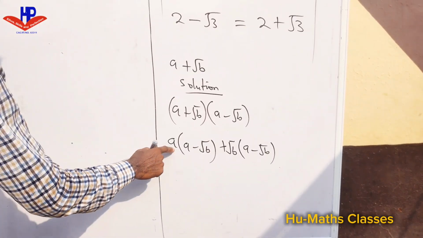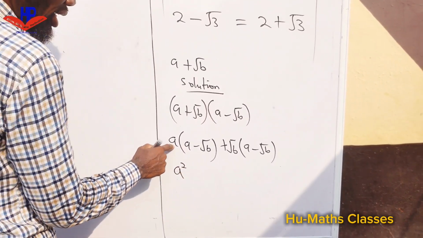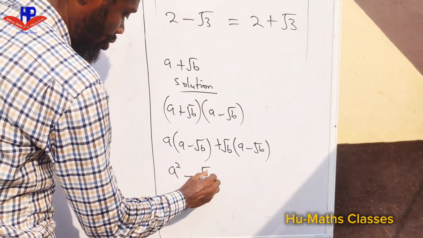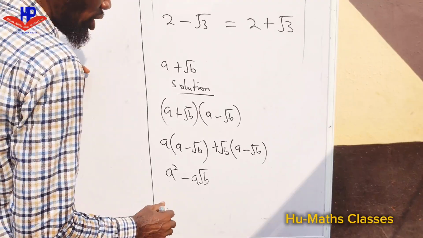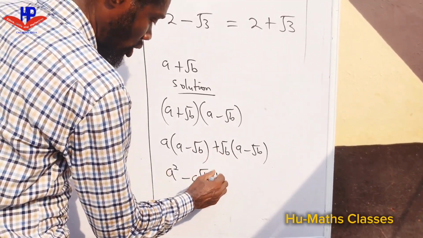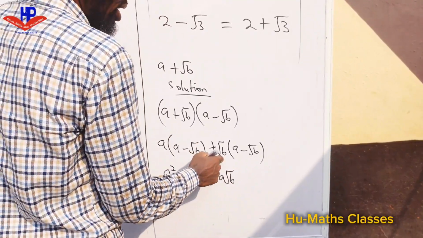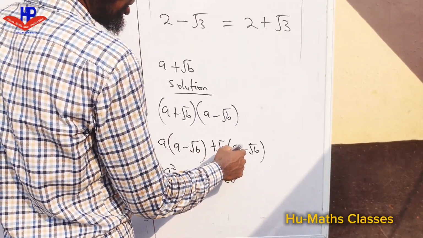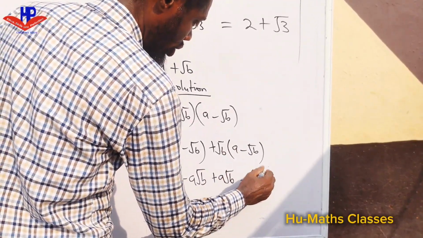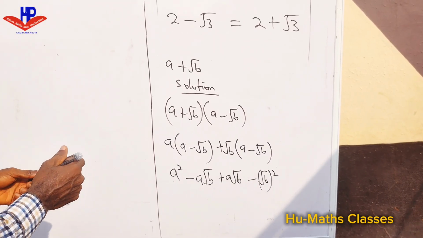Let's multiply. A times a will give us a raised to power 2. A times minus root b will give us minus a root b. We're done with that bracket. We've opened it up. Plus root b times a will give us plus a root b. Plus root b times minus root b will give us minus root b all squared.